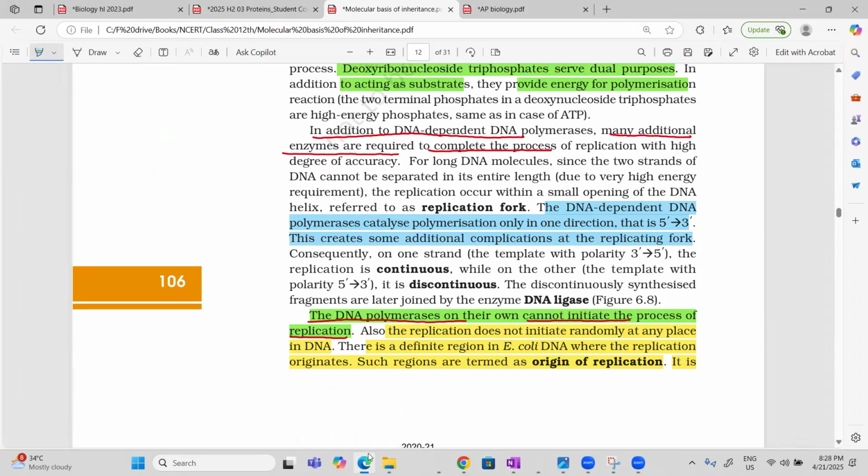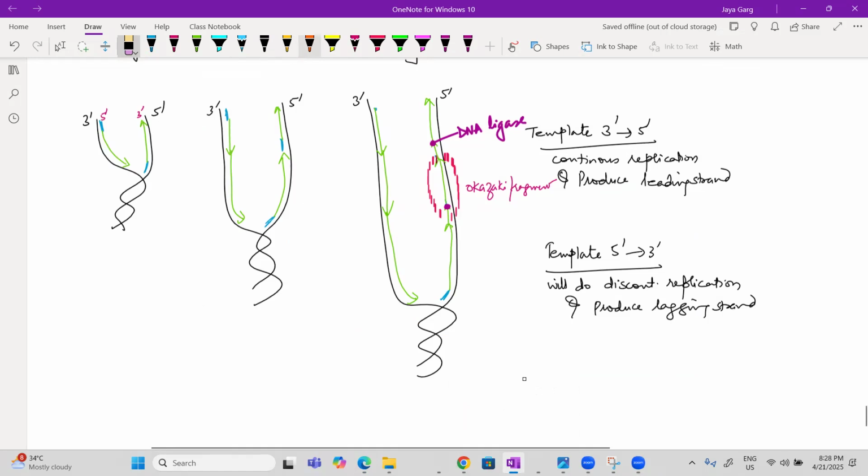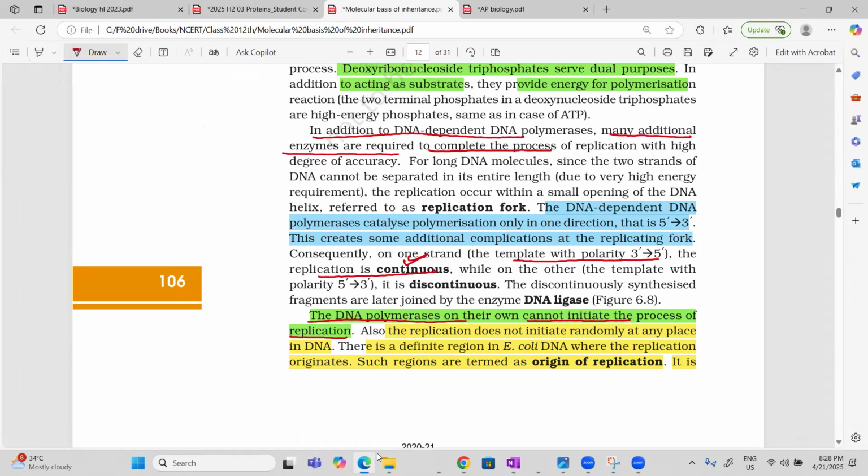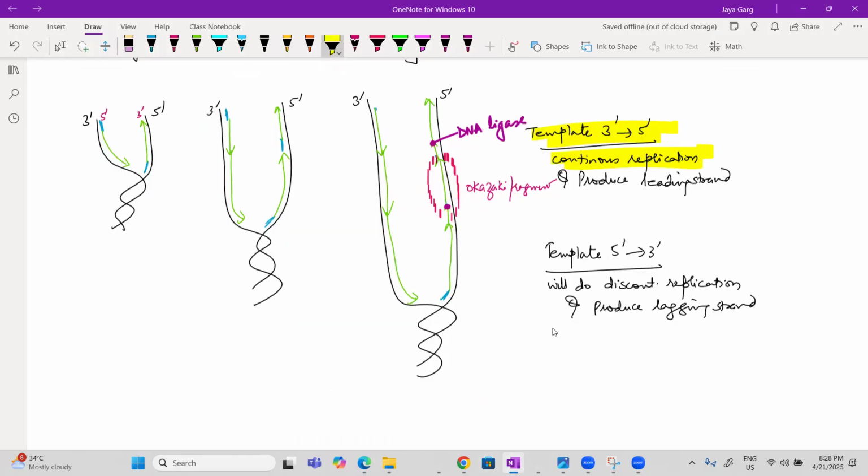See now next. Template with polarity 3' to 5' will do continuous replication. Check once again. And template with 5' to 3' will do discontinuous replication. And in discontinuous replication, later on the fragments are joined by the enzyme DNA ligase.